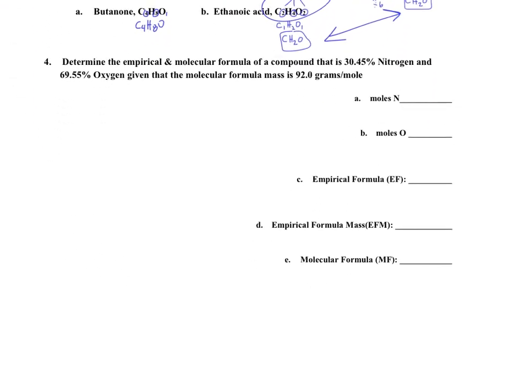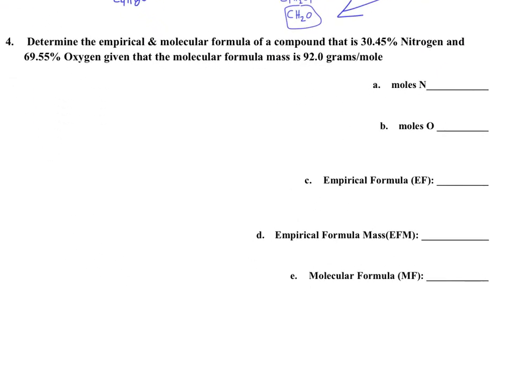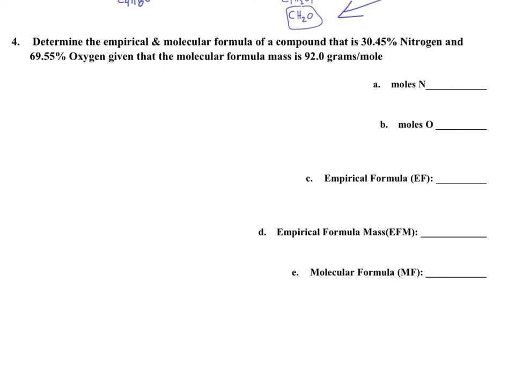All right, so some more review here is determining the empirical formula and molecular formula of a compound that's 30.45% nitrogen, 69.55% oxygen, and it tells me the molecular formula mass is 92.0 grams per mole. So this is the molecular formula mass.